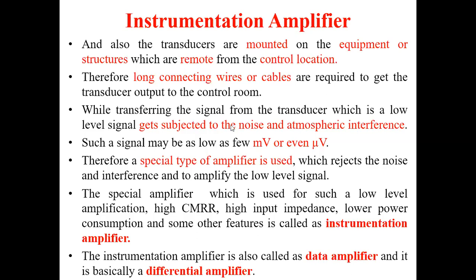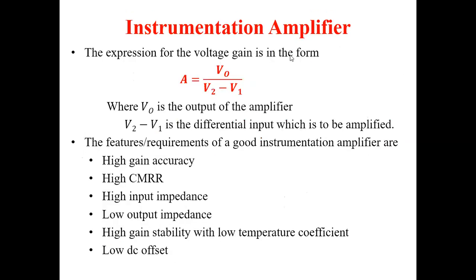Let us see the expression for this. The expression for the voltage gain of the instrumentation amplifier will be in the form of a differential amplifier: A is equal to V naught by V2 minus V1, where V naught is the output of the amplifier and V2 minus V1 is the differential input that is to be amplified.